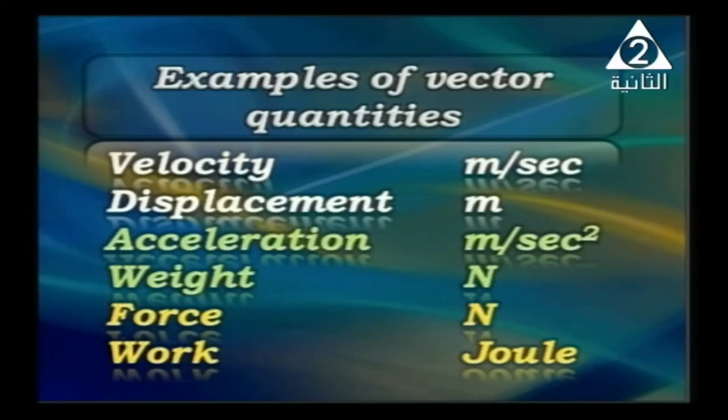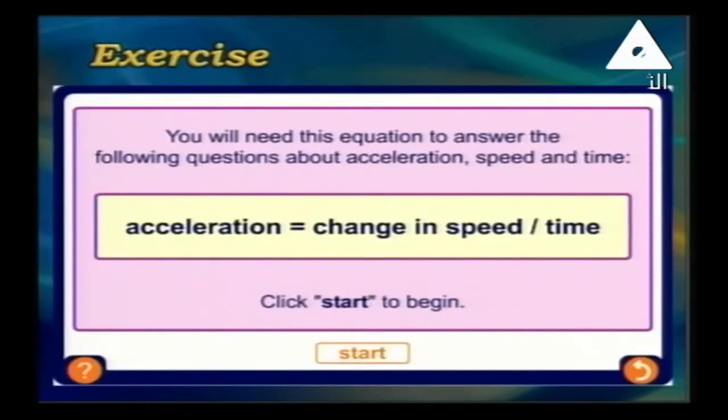The force, according to the moving body, according to the work done on this body to move or to change its place. So here we have work, force, weight, acceleration, displacement, velocity, and many things like this. Those are examples of vector quantities. They need two things. Number one, the magnitude, or the value of each one of them, and number two, the direction of each one of them, from which point to which point, and so on.